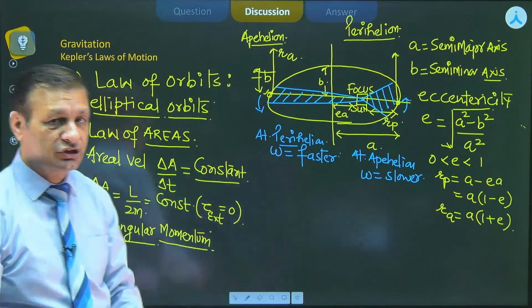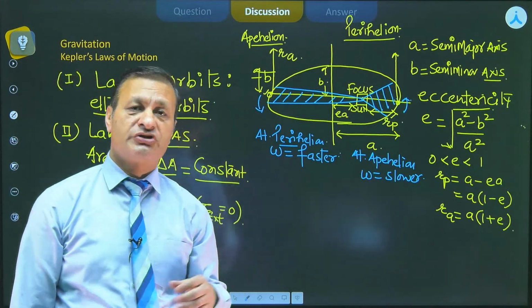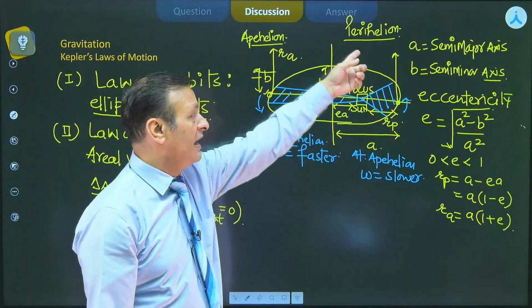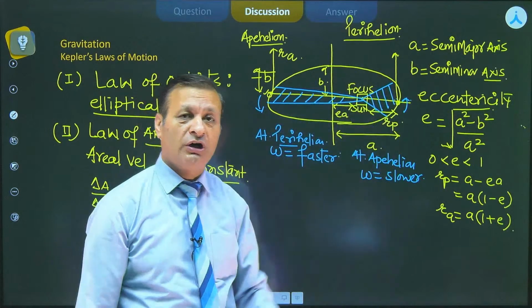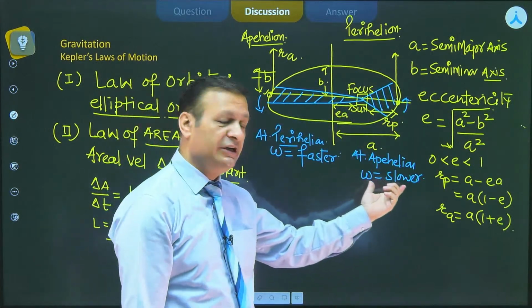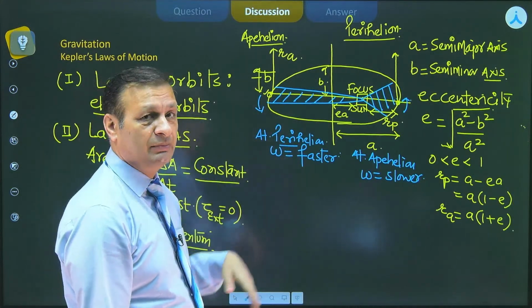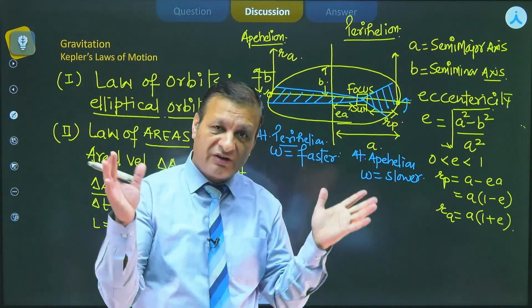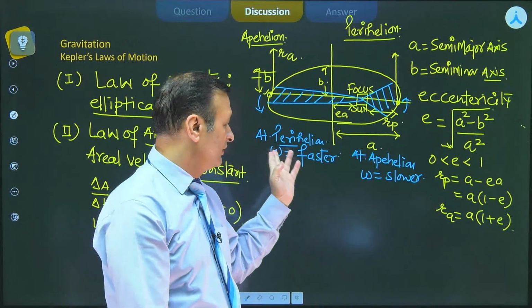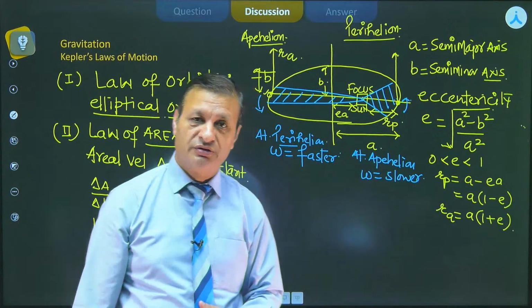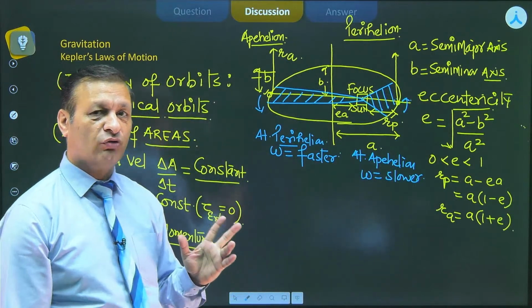So this is just to maintain the areal velocity constant. When the planet is at a nearby position, that is called perihelion position, your speed would be faster. And when you are at the far off position from the sun, the aphelion position, the omega would be a bit slower as compared to this position. Do we understand this? Any doubt from this part?